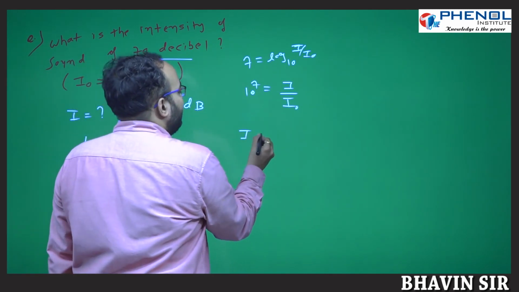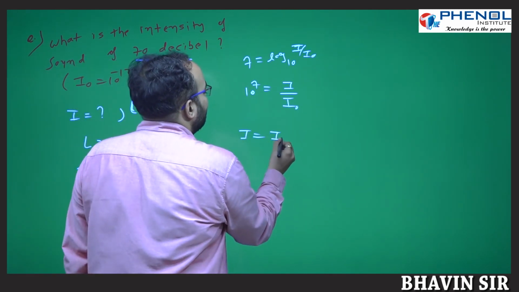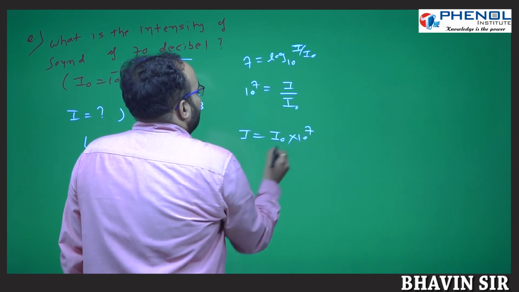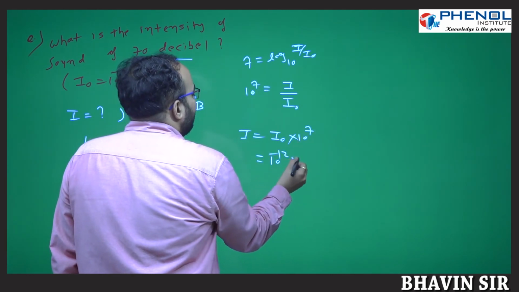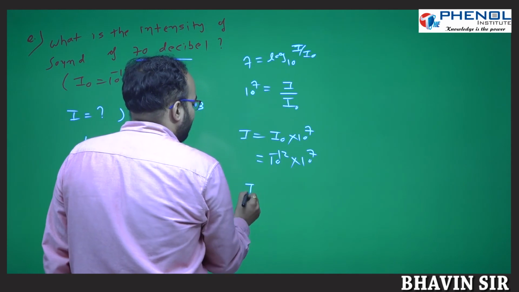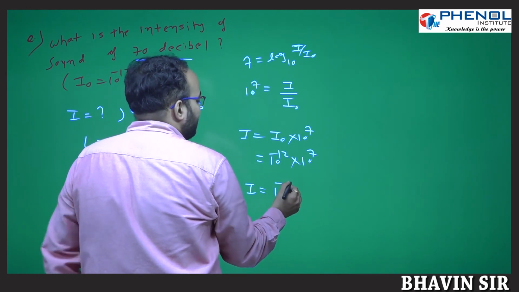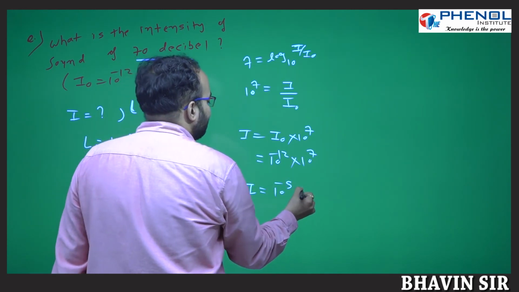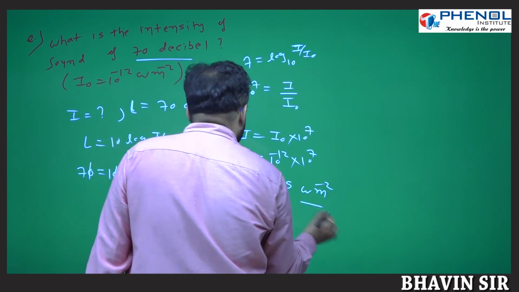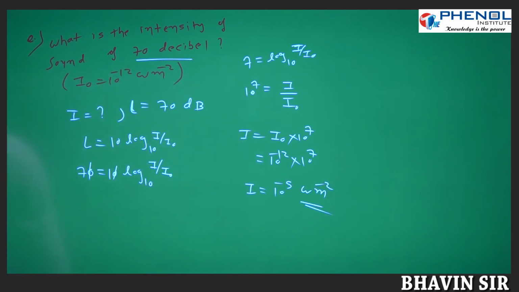So I is equal to, what is I0? 10 raised to minus 12. So what is the intensity of sound? 10 raised to minus 5 watt per meter square. Okay, chalo. Now see the next question.